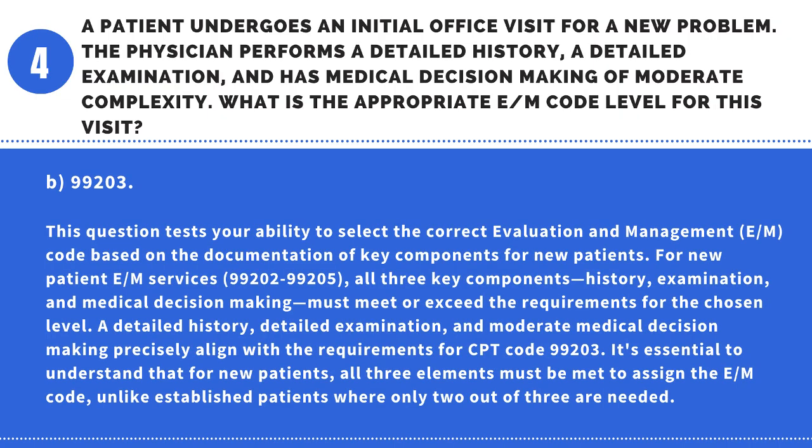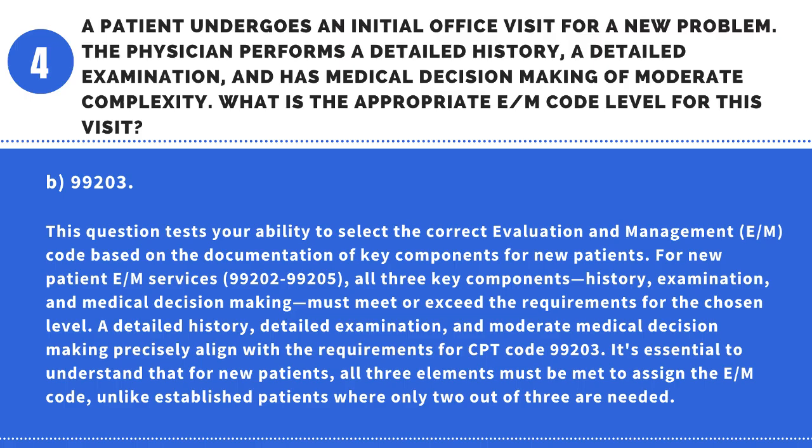Answer B. 99203. This question tests your ability to select the correct evaluation and management E/M code based on the documentation of key components for new patients. For new patient E/M services 99202-99205, all three key components, history, examination, and medical decision-making, must meet or exceed the requirements for the chosen level. A detailed history, detailed examination, and moderate medical decision-making precisely align with the requirements for CPT code 99203.